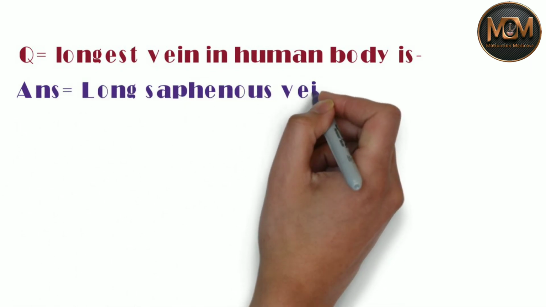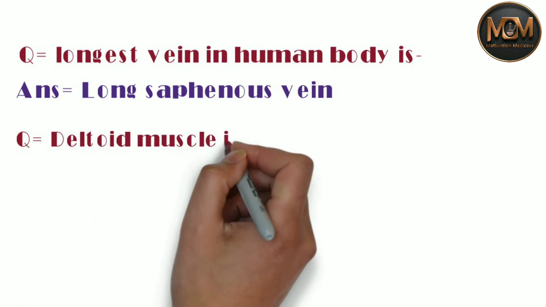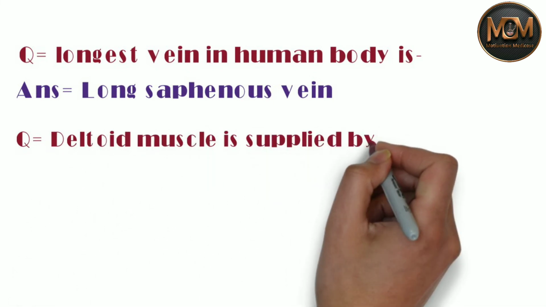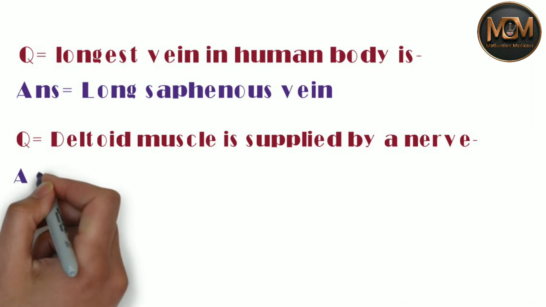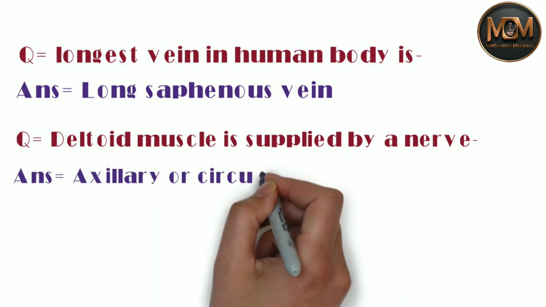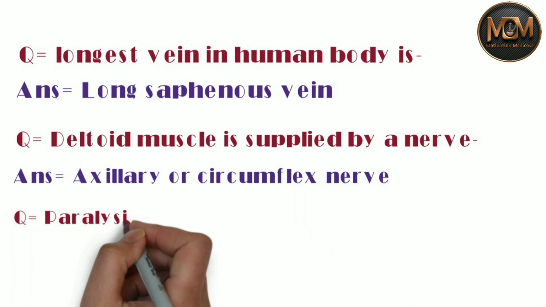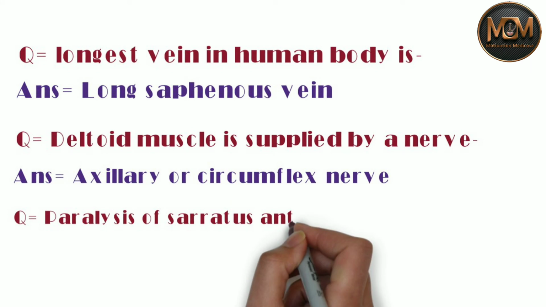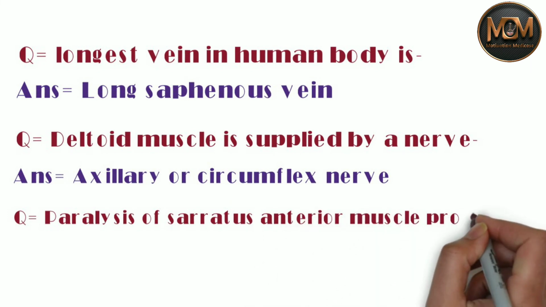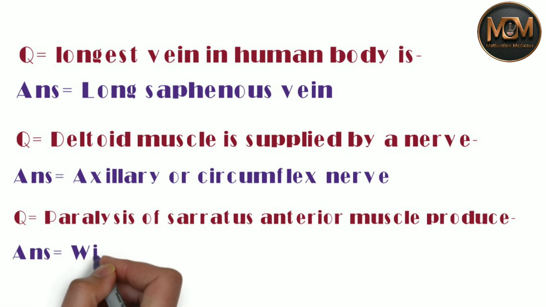Now let's take another question: the deltoid muscle is supplied by a nerve. The answer is the axillary, or we can say the circumflex nerve. Now let's take another question: paralysis of the serratus anterior muscle produces. I'm repeating once again, paralysis of the serratus anterior muscle produces. The answer is winging of the scapula.